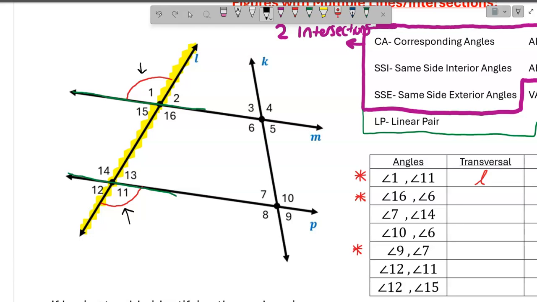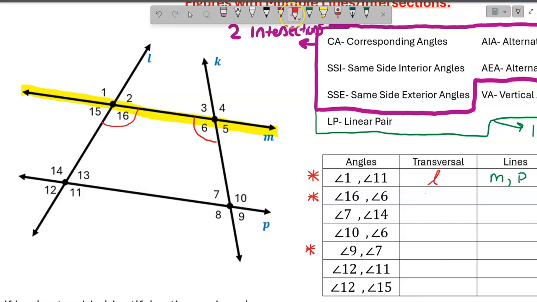Every one of these relationships we're going to walk through, when they're at different intersections, has a transversal that connects them, and then 2 additional lines that make those angles. As we move on to the next one, you will see this changes completely when we now talk about angles 16 and 6. Because now when we look at these 2 angles, we have to first identify once again what our transversal is. And the connector line is this time going to be line M.